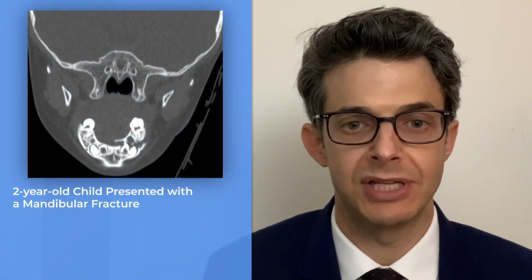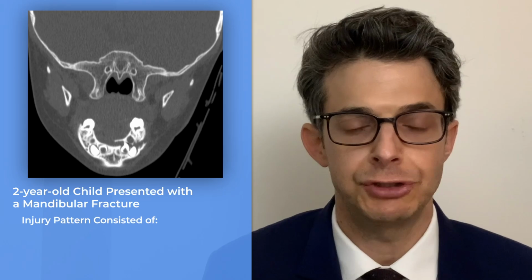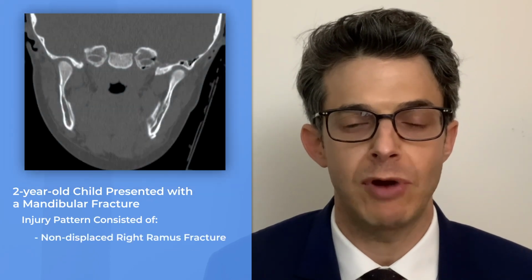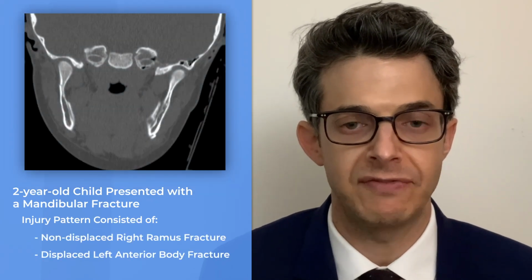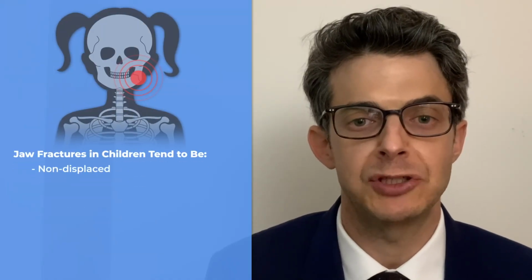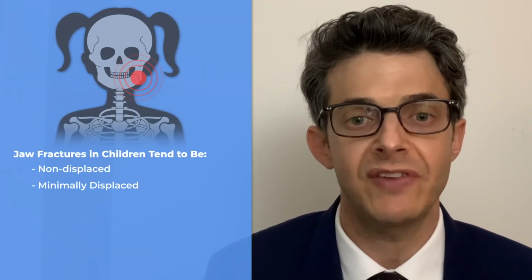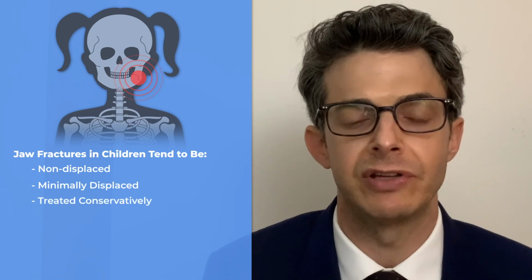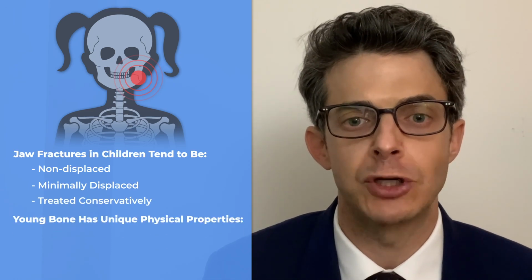In this manuscript, the authors describe a 2-year-old child who presented with a mandibular fracture. His injury pattern consisted of a non-displaced right ramus fracture and a displaced left anterior body fracture. In children, fractures tend to be non-displaced or minimally displaced, and in the majority of cases, the fractures can be treated conservatively. Young bone has very unique physical properties.